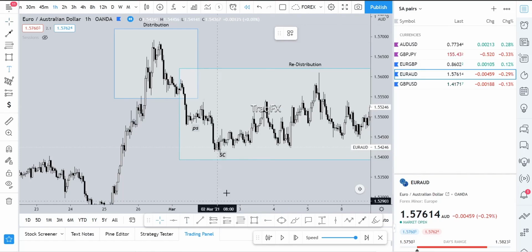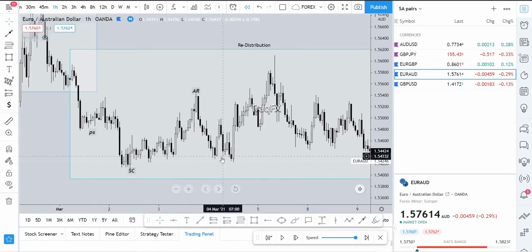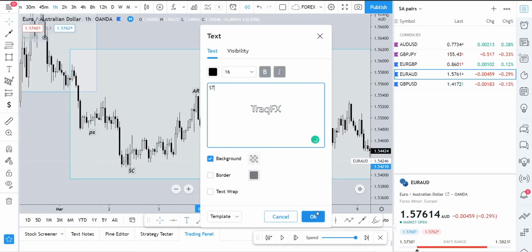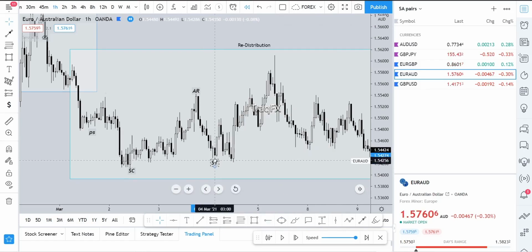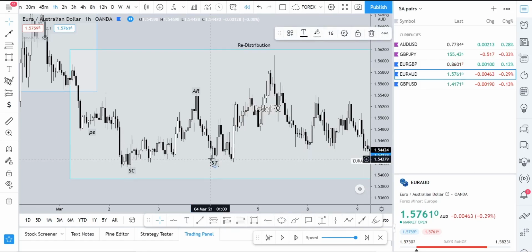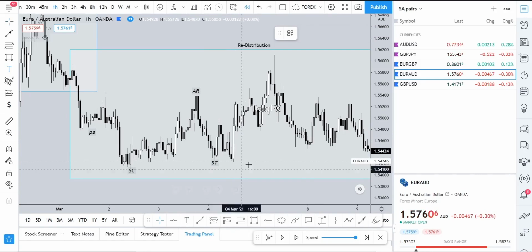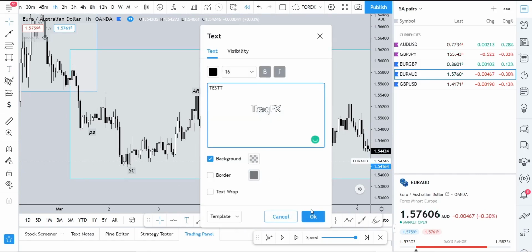We have this automatic rally form right here, automatic rally, and price continues going down to form our second test. If we were following the schematics, these are clear. Price comes back up slightly. We have our test forming at this level right here.